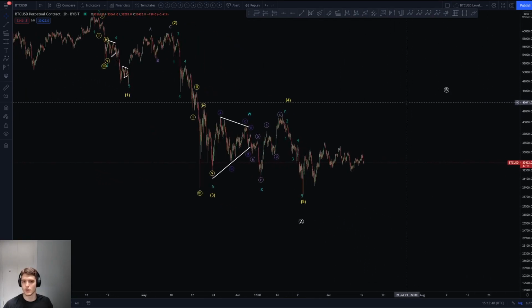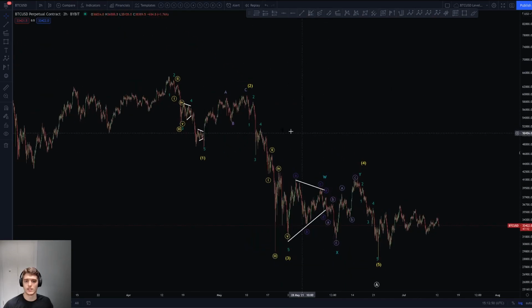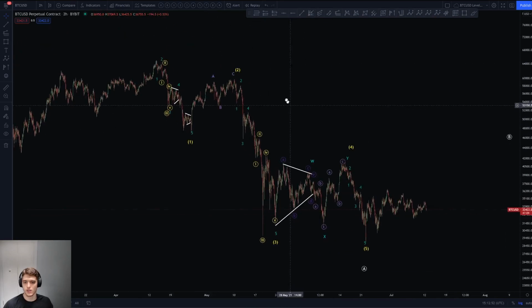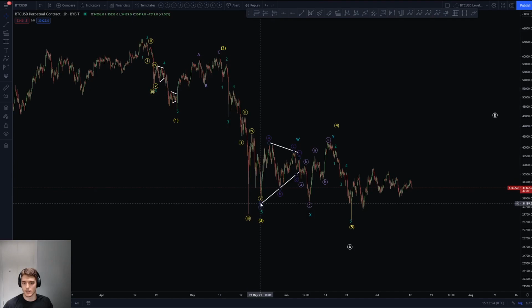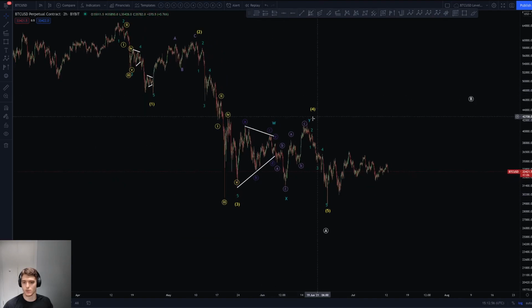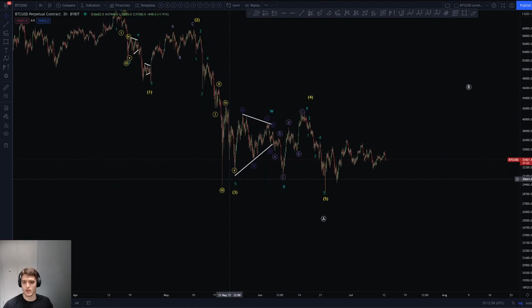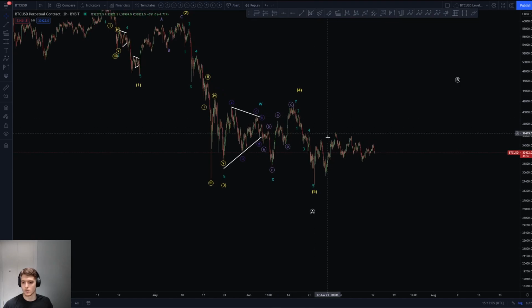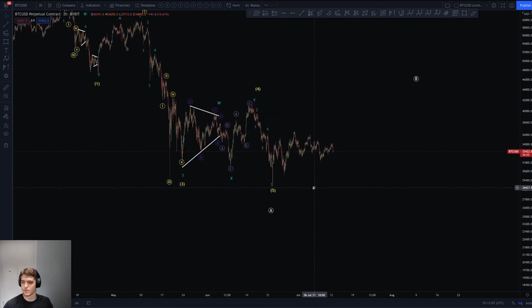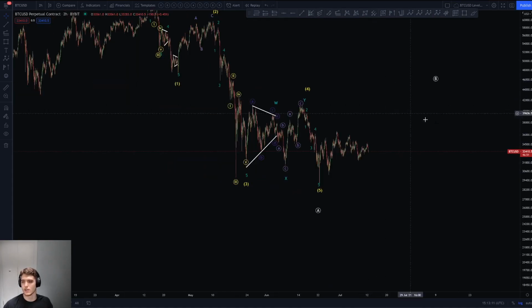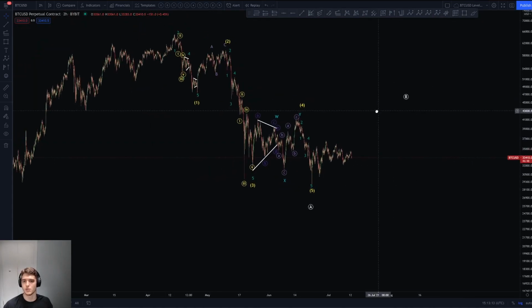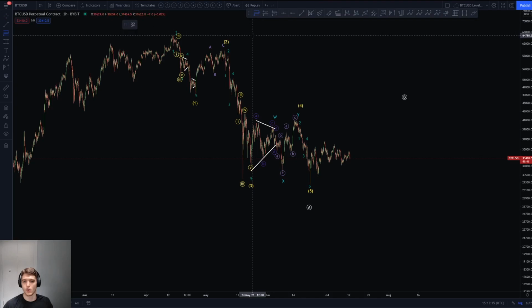So that would have us completing wave A of a zigzag, where this is wave 1, this is 2, and then this is 3 through a truncated fifth wave, and this is 4 through a WXY, which is a triangle, and then a zigzag, and then another zigzag for wave Y, and then this is then back down for wave 5.